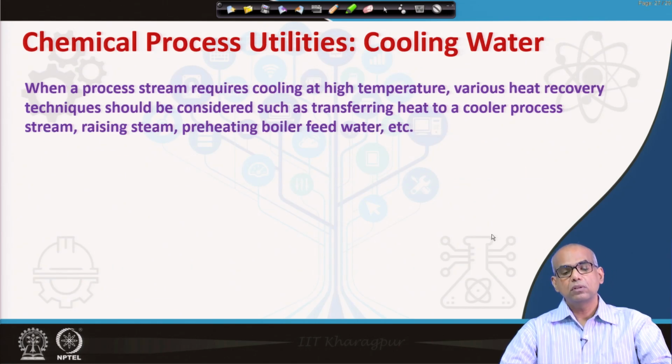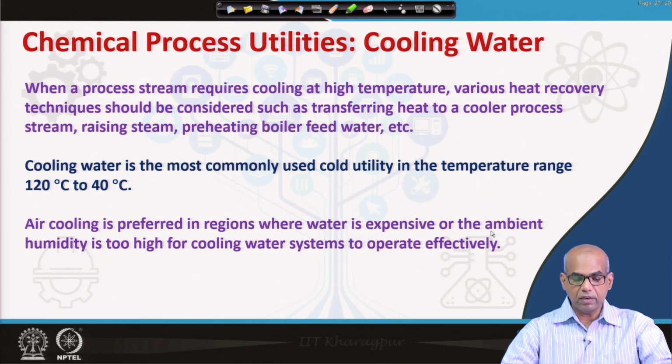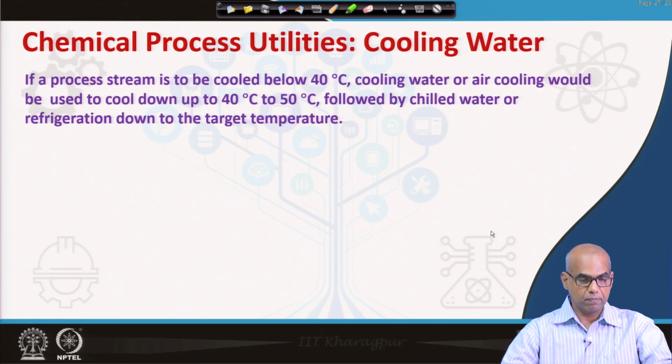Let us now move on to the next utility, cooling water. When a process stream requires cooling at high temperature, you must consider various heat recovery techniques, such as transferring heat to a cooler process stream, raising steam, preheating boiler feed water, etc. So, the heat must be reused. Cooling water is the most commonly used cold utility in the temperature range of 120 degrees Celsius to 40 degrees Celsius. Air cooling is preferred in regions where water is expensive or the ambient humidity is too high for cooling water systems to operate effectively.